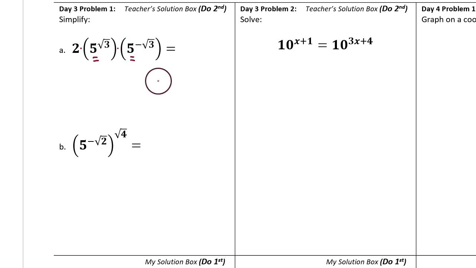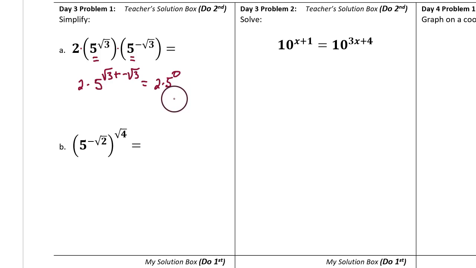So let's apply the exponent rule from earlier this year. To multiply powers that have the same base, add the exponents. So we would have 2 times 5 and then add the 2 exponents together, the square root of 3 plus negative square root of 3. But what happens in that exponent when you add these? This makes 2 times 5 to the 0 power.